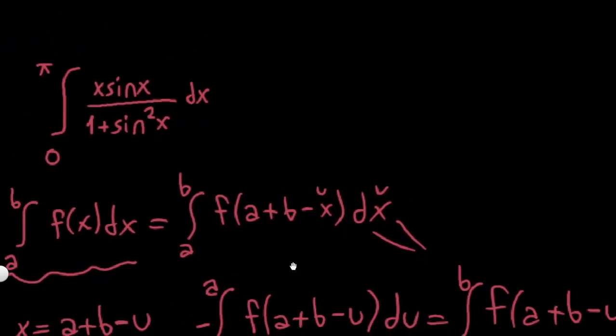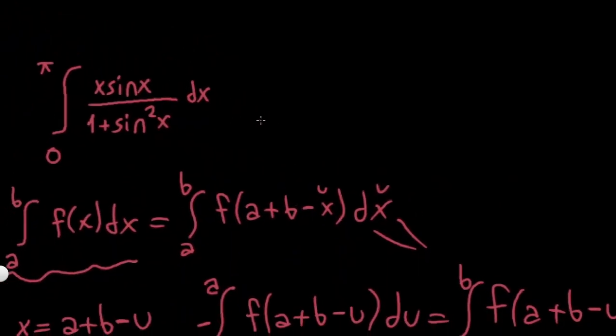So let's see how I can use it. This property is especially useful if you have trigonometric functions, because this a plus b is probably going to add up to pi over 2 or maybe pi, and you may have something simpler. So let's see what would happen if I rewrite this integral. I have from 0 to pi, and instead of x I'm putting a plus b minus x, which is pi minus x.